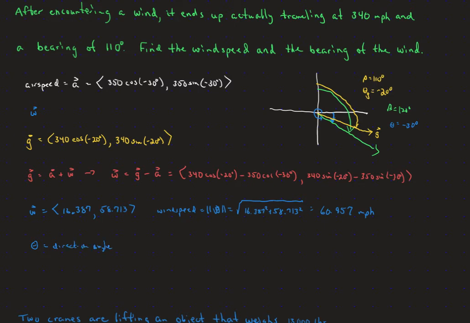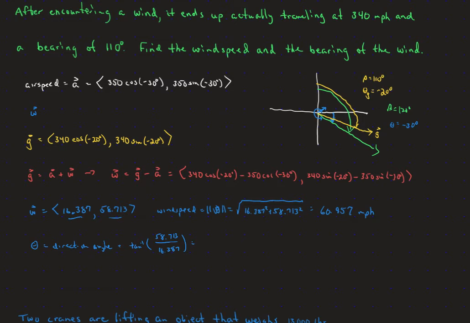And so we can see that these are both positive. So our wind vector is going to be up here in quadrant 1. It's going to be doing something like this. That's pushing that green vector over to the yellow vector. So to find the direction angle, we're going to take the inverse tangent of that y, 58.713, but I'm not going to use the rounded value, over 16.387. Everything's positive, so that should give us a quadrant 1 angle.